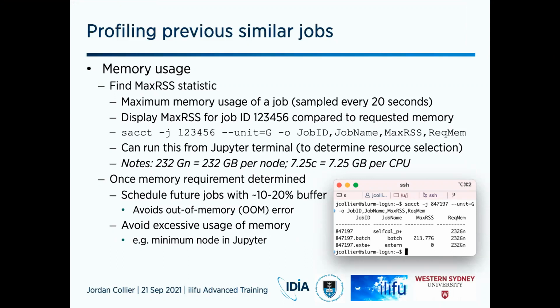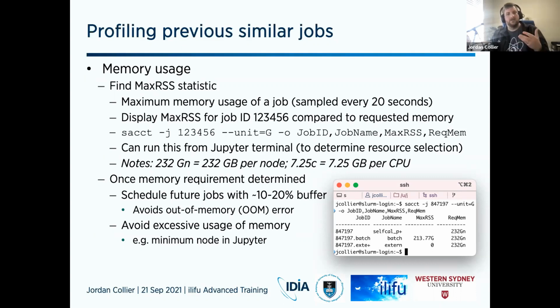Okay, so I was just saying on Jupyter, you can also run saccount to find the max RSS statistic on previous jobs, and this can help you determine future resource selection from the dropdown. Here I've provided a screenshot of a job I ran, which used 213 or 214 gigabytes compared to 232. So that's an efficient use. And just a couple of quick notes, the GN means gigabytes per node. And if you see a C, that would be gigabytes per CPU.